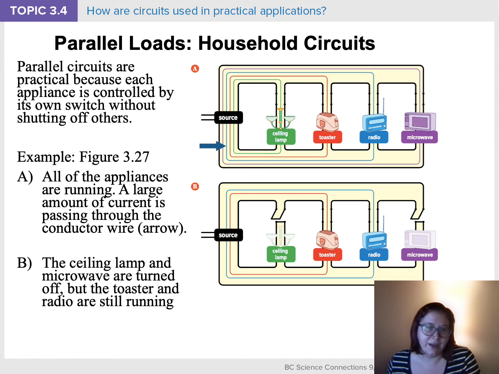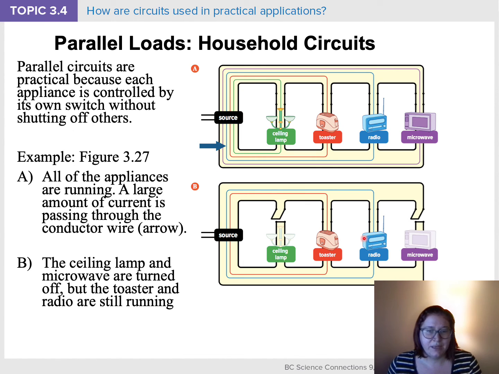Parallel circuits, on the other hand, are practical because each appliance is controlled by its own switch, so it won't be shut off by the others. So for example, in this diagram, in letter A, all of the appliances are running. A large amount of current is passing through the conductor wire. So where this blue arrow is, there's a lot of current here. It's worth noting that if you have too much current going through a conductor, like a wire, it can get really, really hot and even set on fire. So we have some safety things in our homes that I'm going to talk to you about later or in class.